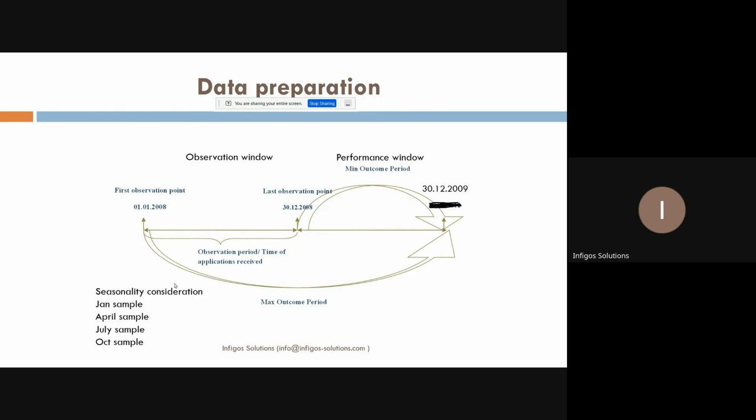You want to include all four seasons: winter, how customers behave; summer, how customers behave; rainy season, how customers behave; again in October, how customers behave. So you want to have sample points across quarters. Or if you have much less data, you can go across months. But if you go across months, there will be a lot of duplication. So you want to go across quarters only, depending upon what kind of scorecard you are building.